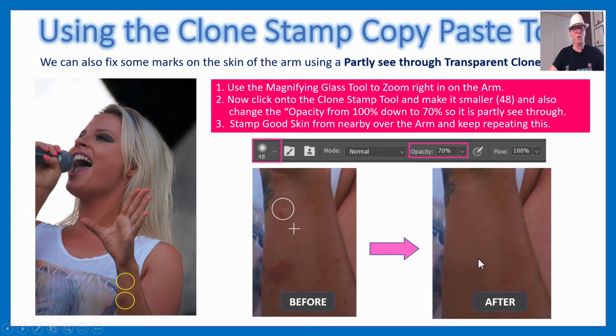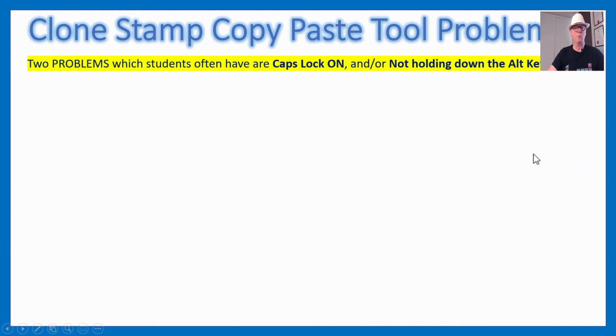So that's what we'll be doing in the lesson. We'll be getting rid of this white thing and fixing up the skin on the arms, and we'll have to zoom right in with the magnifying glass to do that. Now, two problems which our students often have.